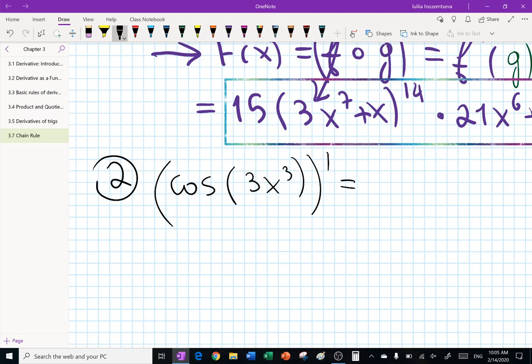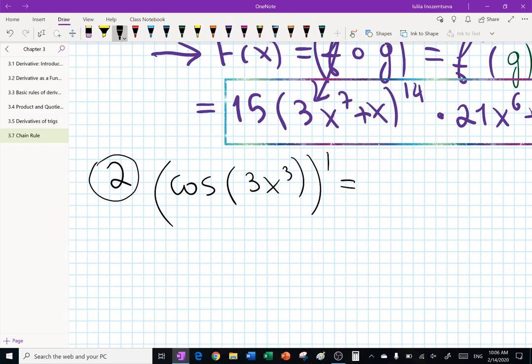Okay, the question still remains. Who is inside and who is outside? Look at it a little bit, think about that, and then tell me, what's the outside function? It's the one we have to start with. Cosine is outside. First of all, it's literally outside, because 3x cubed is the angle, right? So it's the input for cosine. So in this case, it's actually more obvious.